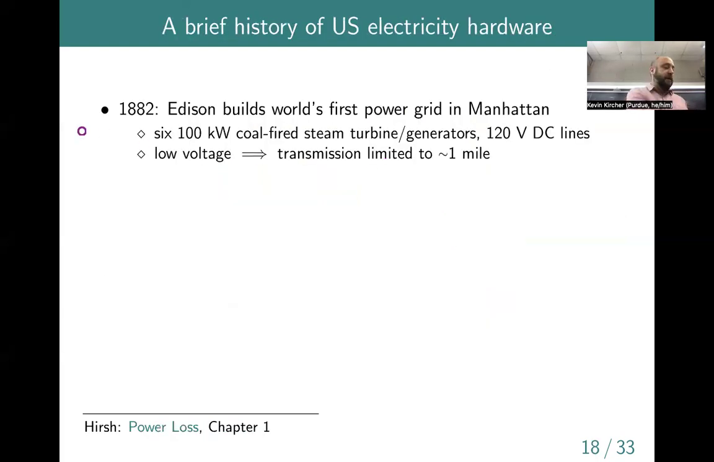So I want to give a little bit of history here about the hardware that underlies at least the early history of the US power system. In 1882, Thomas Edison, who was called the Wizard of Menlo Park, built, well, his lab was in Menlo Park, which I guess is in New Jersey, but the first place that they built out a power grid was in Manhattan, one of the densest places in the world. And they used coal-fired steam turbine generator power plants. Six of them were located in various places near the same part of the city. Each of them was about 100 kilowatts.